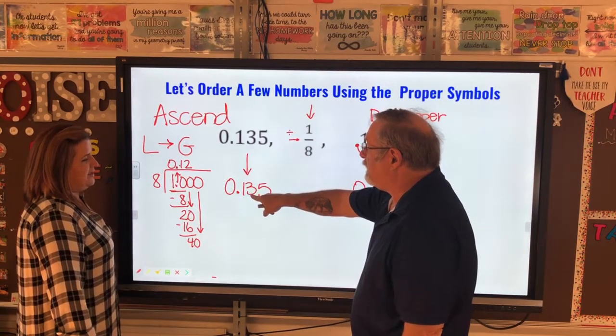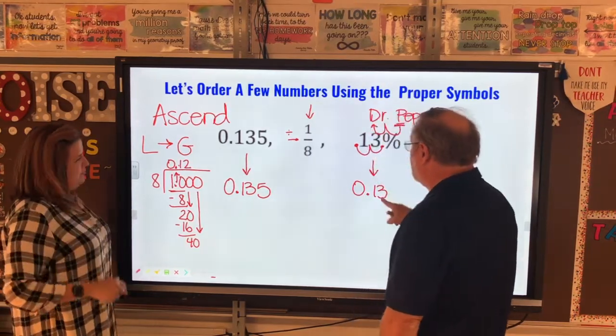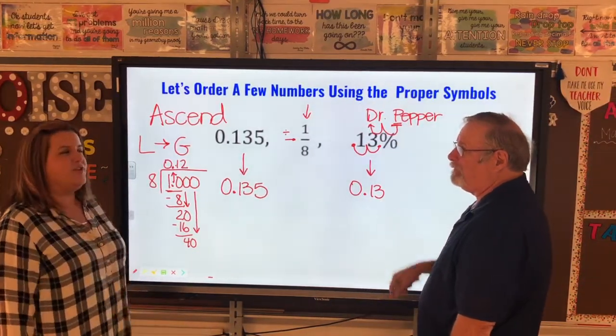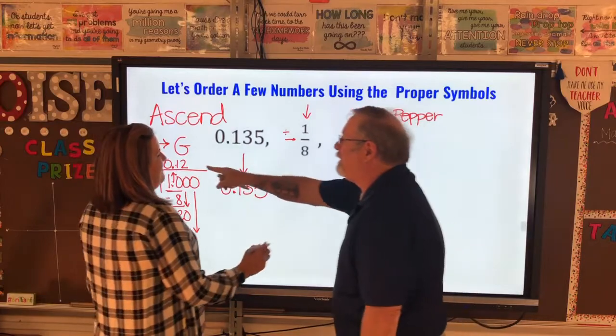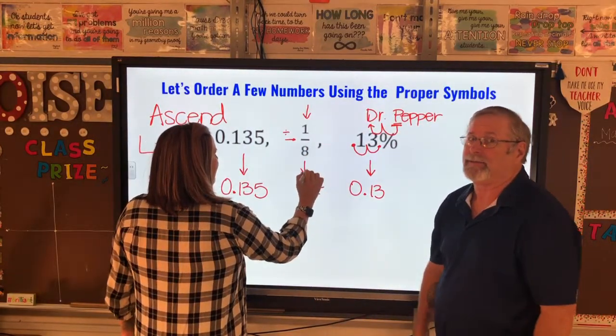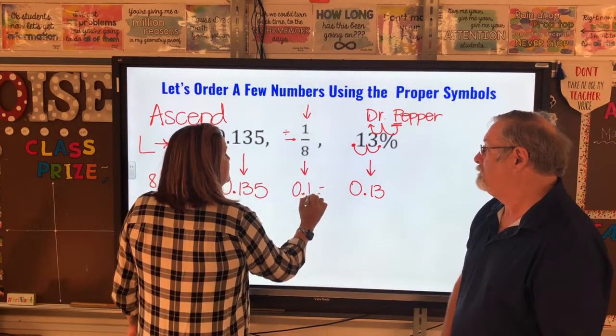Oh my gosh. Notice that the second number here is a 3, and the second number here is a 3. That's true. We could stop. We really could stop because we know that 2 makes it smaller. That's true, Mr. Lamb.